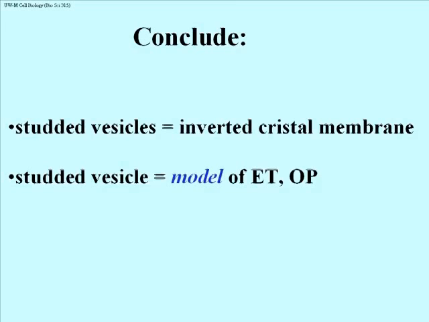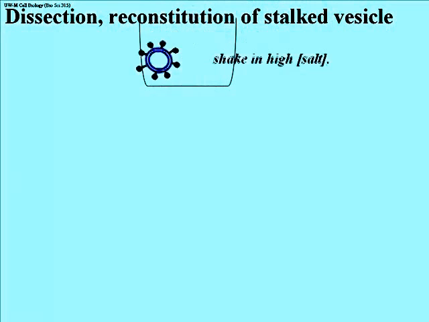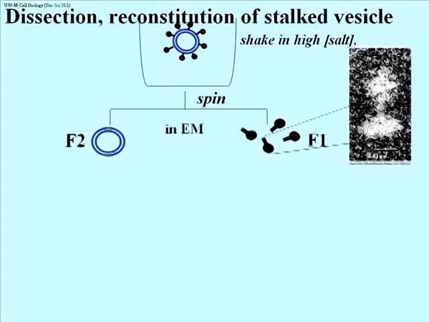Finally, Racker's lab was able to dislodge these lollipop particles from the membranes by shaking them in a high salt concentration solution. The remaining smooth vesicles moved to the bottom of a centrifuge tube during a spin, here it comes, while the stalked particles remained suspended. A single isolated stalked particle can be seen in the electron micrograph on the right in this slide.